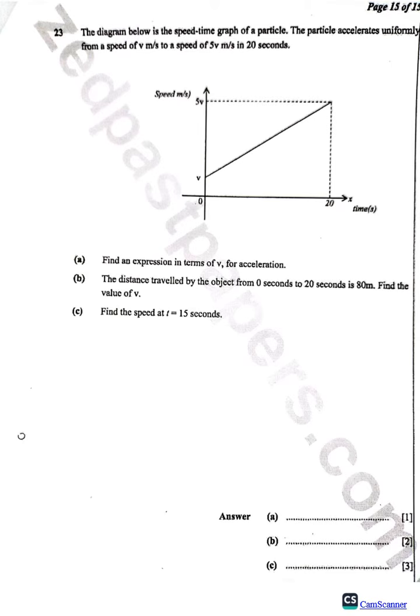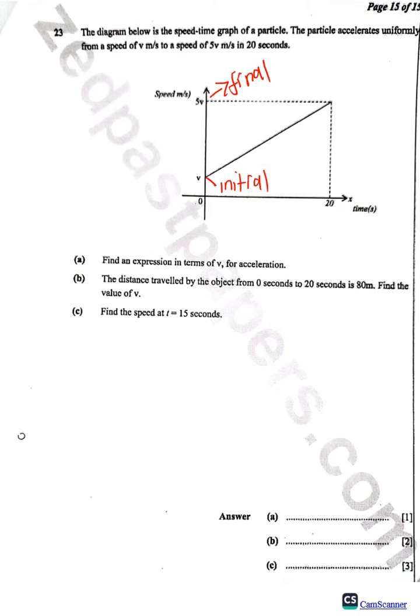The diagram below is the speed-time graph of a particle. The particle accelerates uniformly from a speed of v to a speed of 5v in 20 seconds. Okay, so now we have a speed-time graph, where we have the speed on the y-axis and time on the x-axis. We can see that this is our initial point, because it's where the line originated from. Then this point is our final. So the final is 5v. The initial is just v.